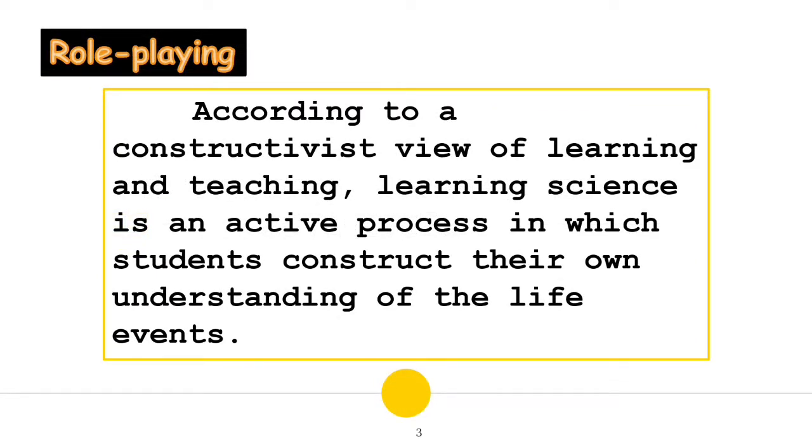According to a constructivist view of learning and teaching, learning science is an active process in which students construct their own understanding of the life events. And that is why role-playing is one of the teaching methods in teaching science. And there are 5 categories of role-play.